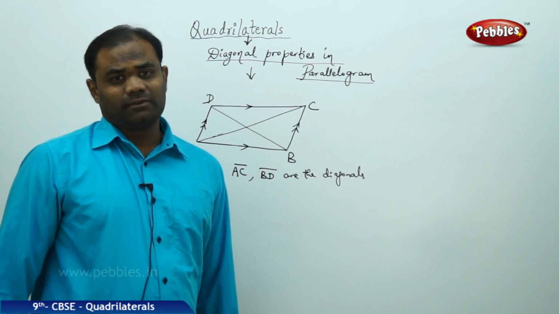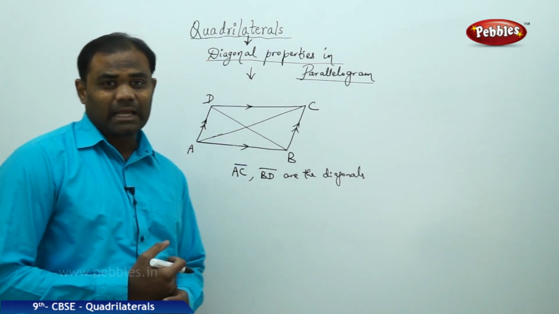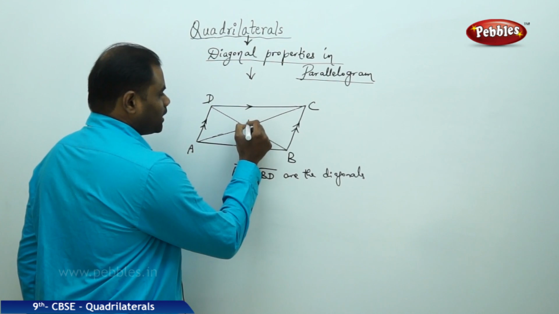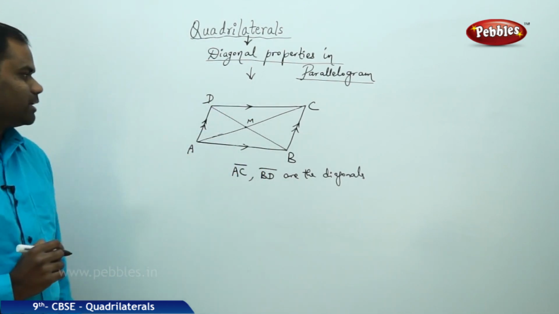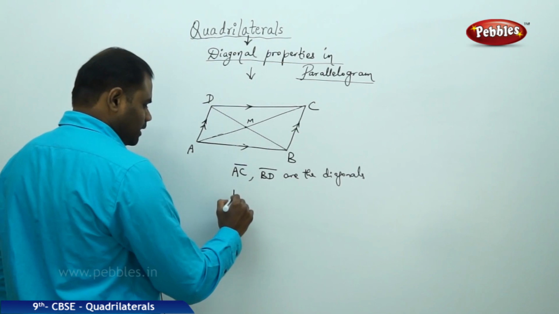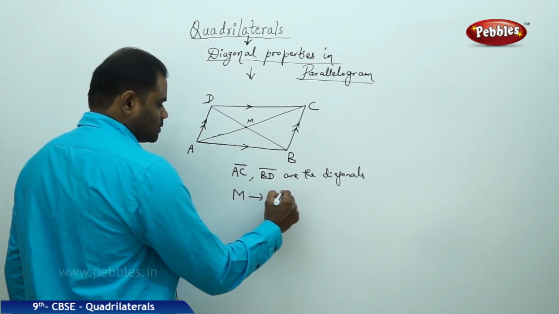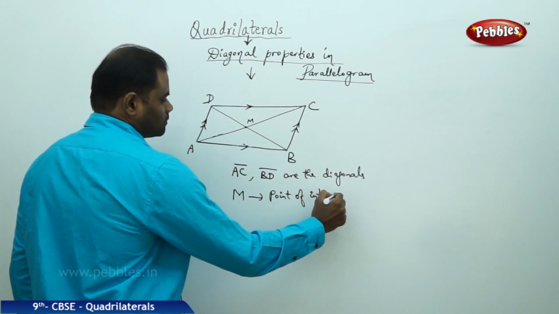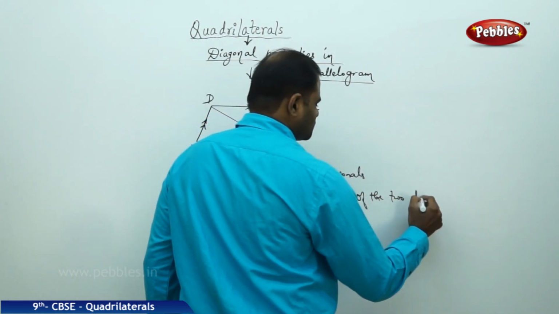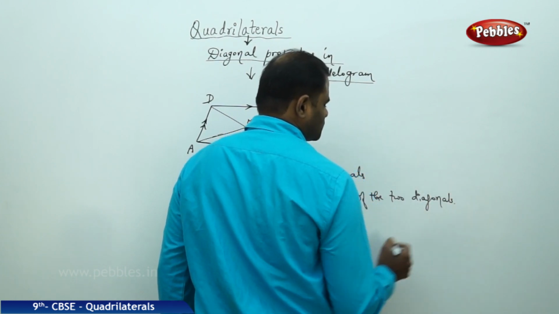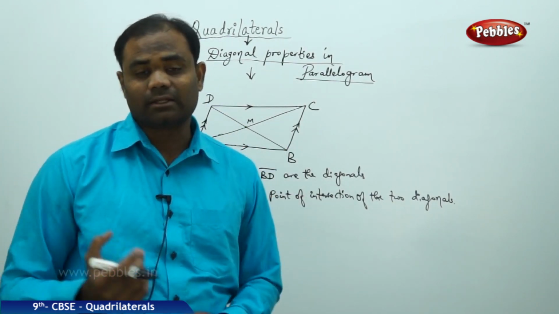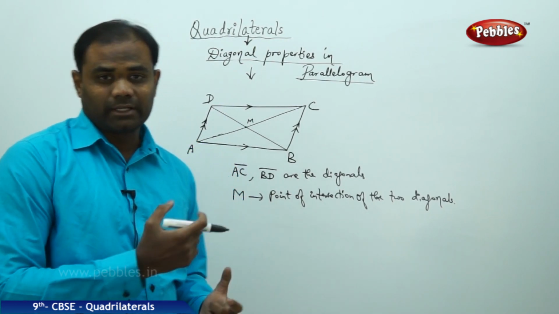Now let's see what is the property which connects these two diagonals. Before this, I clearly understand that diagonal AC intersects diagonal BD at say some point M. So I clearly have a point of intersection of the two diagonals as represented by M. So M is the point of intersection of the two diagonals, diagonal AC and diagonal BD. So let's see the property connecting the diagonals.